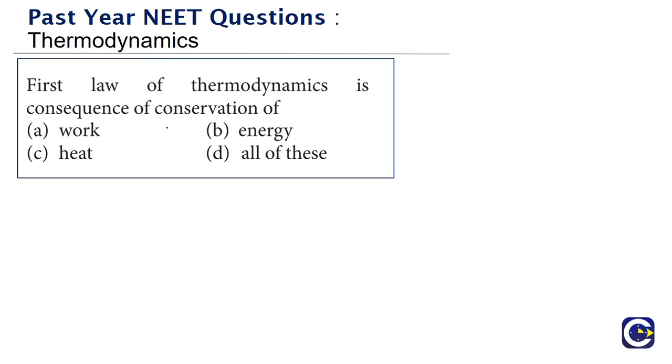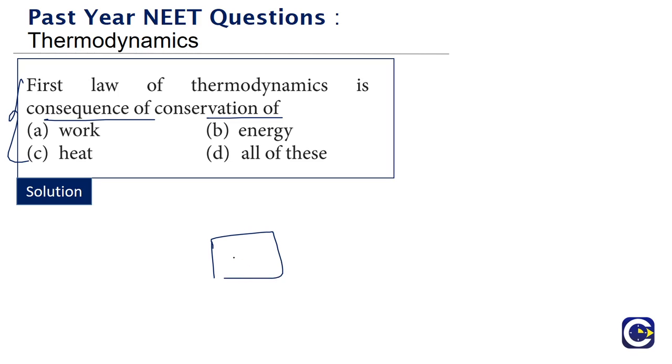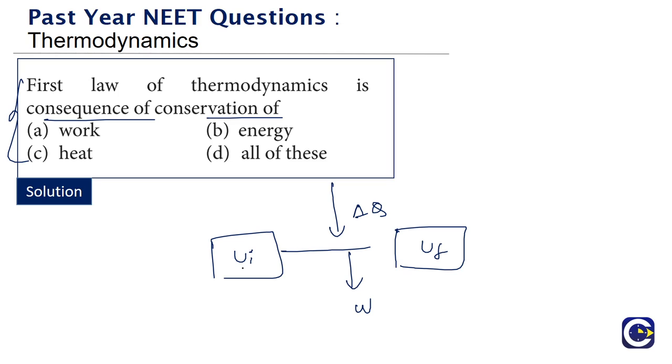Next we have a very basic and fundamental theoretical question. This is in fact the last question that we are going to discuss. First law of thermodynamics is a consequence of conservation of what? What is the first law of thermodynamics? If you have a system in the initial state, we are supplying some heat. As a result of it, it will do some work and it will reach the final state. So the initial internal energy plus whatever heat we supply, minus the work done by the system, will be equal to the final internal energy.